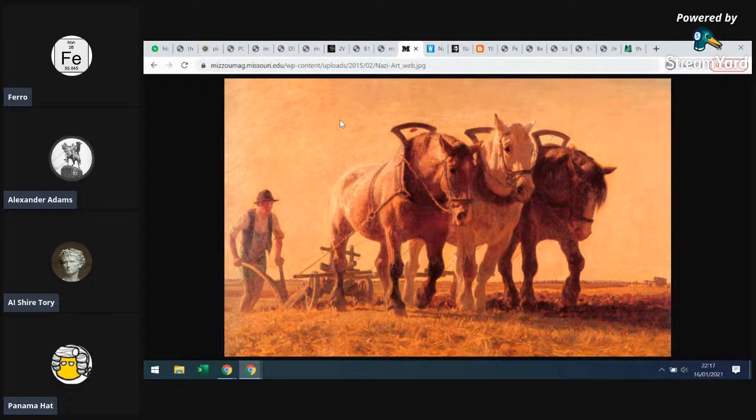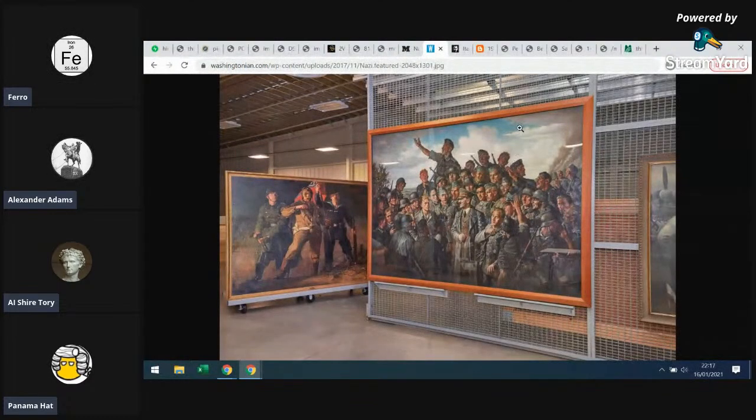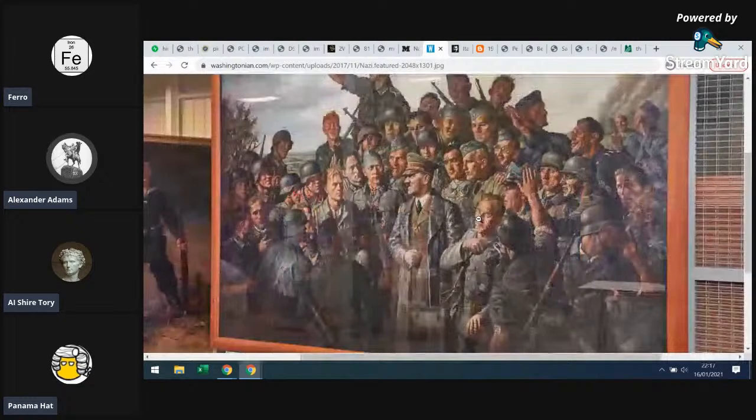You do get lots of athletes in the Soviet socialist realism. But anyway, this is an example of the typical sort of art that the Nazis were promoting. Yeah, interesting to see how similar it is to some of that Soviet work, really, I guess. Yep. So this is just a shot of some Nazi art.